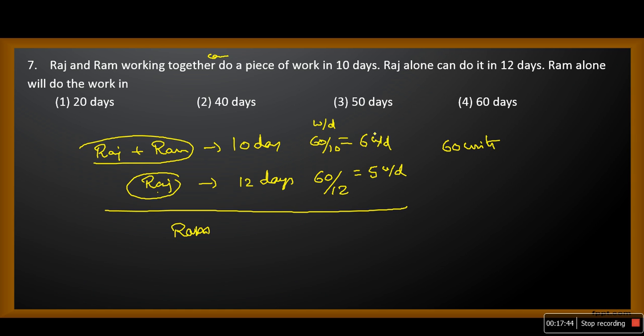Now how much work does Ram do every day? Simple. Ram and Raz together are doing 6 units per day. Raz alone is doing 5 units per day. It means Ram alone will do 1 unit per day. Now if Ram alone does the work, he can complete it in how many days? What is the total work? 60 units. Per day he is doing 1 unit. So the number of days required is 60 by 1. Simply the answer is 60 days. So the answer is option 4.